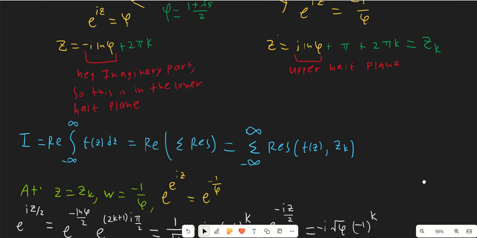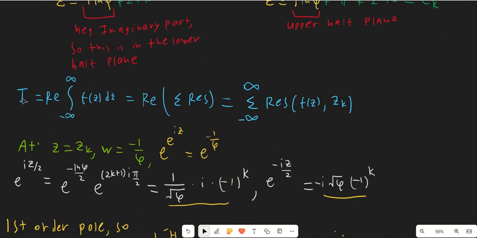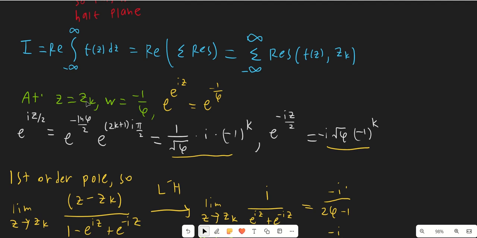So from here, we know that I is the real part of the integral from negative infinity to infinity of f of z dz, which is the real part of the sum of the residues, which is the sum from negative infinity to infinity of the residues of f of z at zk. And this sum is a sum over k. So when z equals zk, w equals negative 1 over phi, and this means that e^(iz) is just going to be negative 1 over phi.